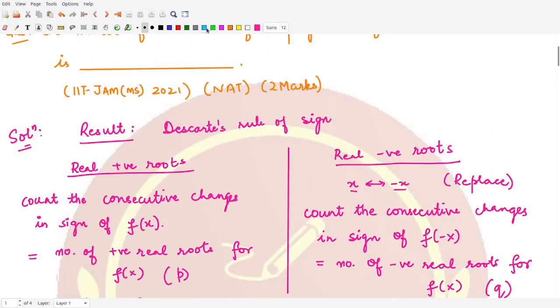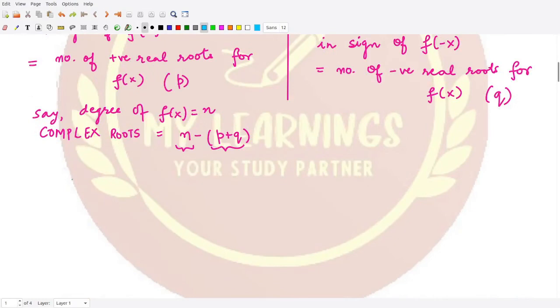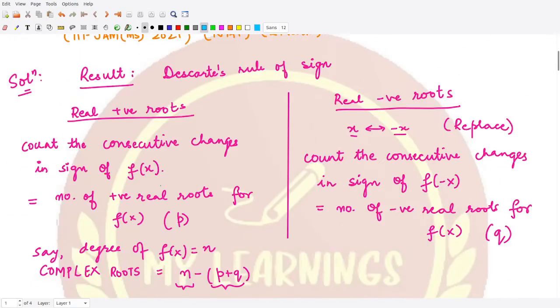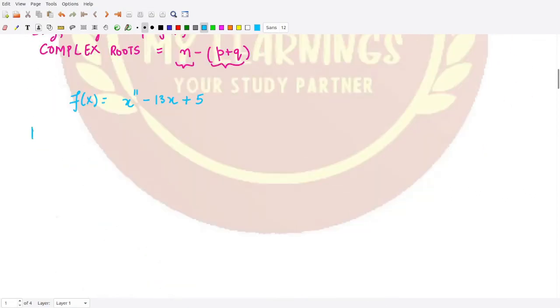Now let's move on to our question. In our question, we are to calculate the real roots, right? So in order to find the real roots, let me write down my polynomial. We have f of x as x to the power 11 minus 13x plus 5, right? So minus 13x plus 5. Now in this polynomial, we do not require positive and negative roots separately, but we want the total number of real roots. For that, we have to calculate positive real roots as well as negative real roots.